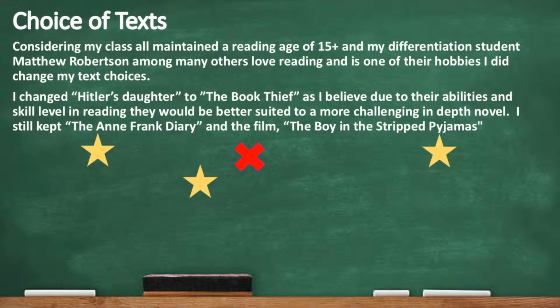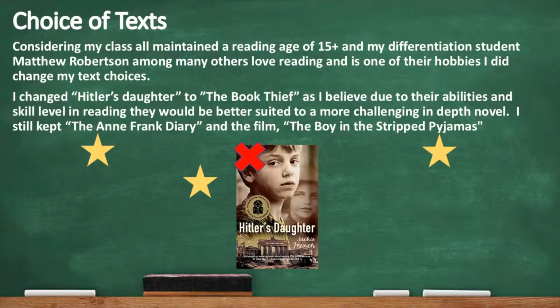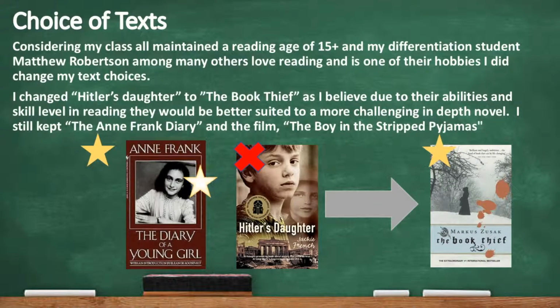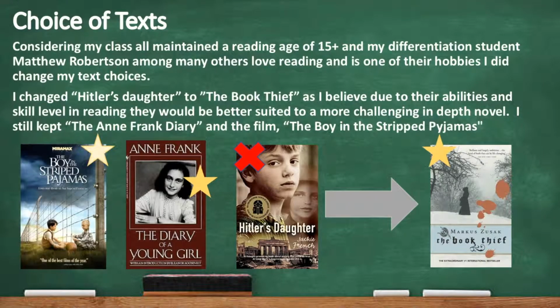Robinson, among many others, love reading and it is one of their hobbies, I did change my text choices. I changed Hitler's Daughter to The Book Thief as I believe, due to their abilities and skill level in reading, they would be better suited to a more challenging and in-depth novel. I still kept The Diary of Anne Frank and the film The Boy in the Striped Pajamas.